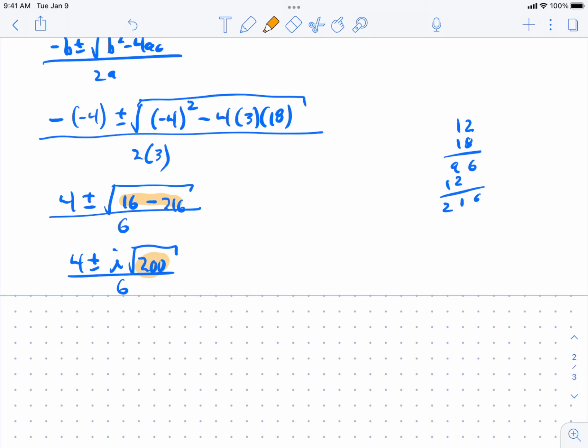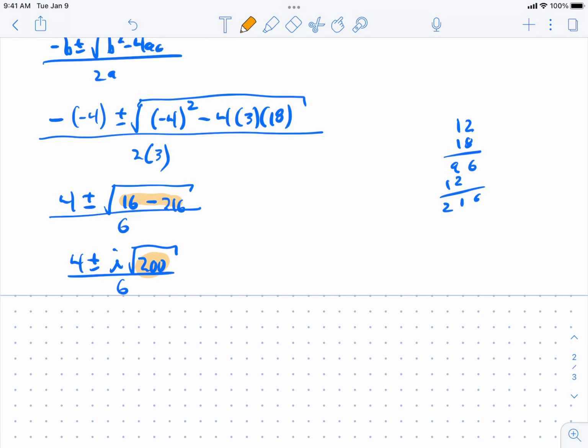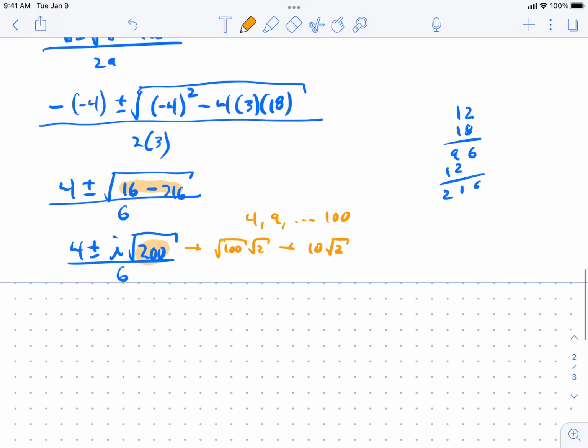However, we should really fix this. 200, that's too big. We need to fix that. Now you want to dig out a perfect square. You could play with a 4, but think bigger. 4 is a perfect square, 9 is a perfect square. But can you think of something like maybe 100? 100's a perfect square, right? Square root of 100 is 10. So what I'll do then is think of root 200 as root 100 times root 2. Because root 100 is just regular 10 times root 2.